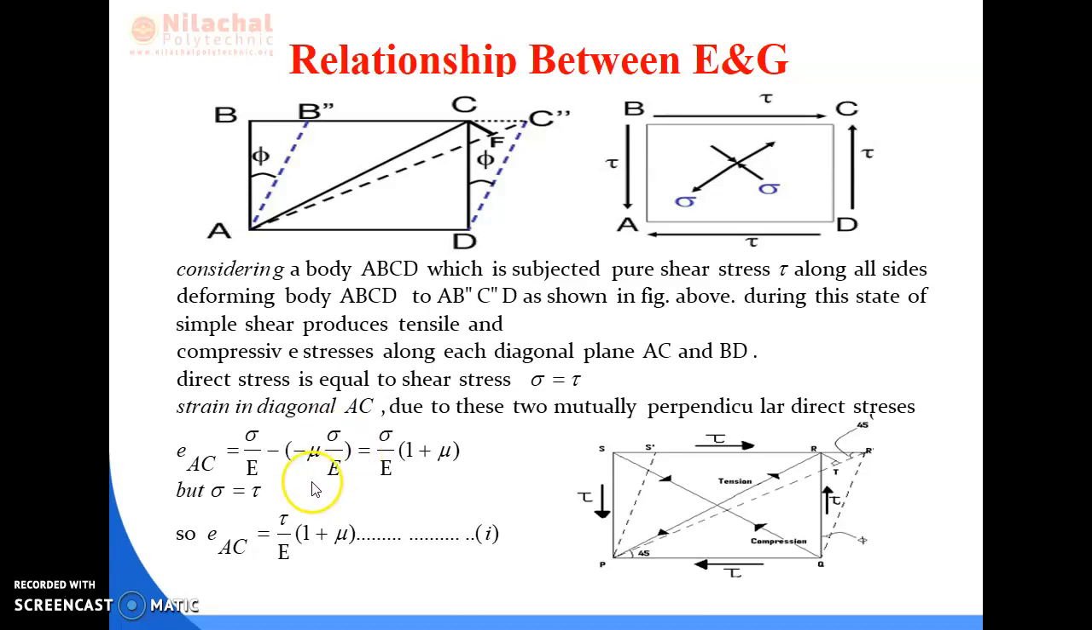From this, we are finding sigma by E plus mu into sigma by E. Taking sigma by E as common, that is sigma by E whole bracket 1 plus mu. Now, we are considering that sigma is equal to the shear stress, so sigma can be replaced with tau. Now, EAC is equal to tau by E whole bracket 1 plus mu.